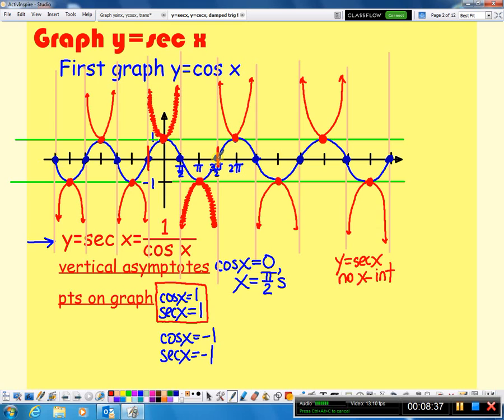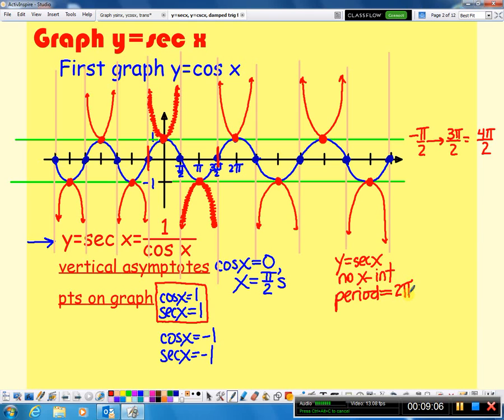Well, I notice that if I go from negative pi over 2 all the way to positive 3 pi over 2, from negative 1 to 3 would be 4 pi over 2 units wide. Oh, so what am I telling you? I'm telling you that the period of the secant graph is 2 pi, because 4 pi over 2 reduces. So that's what you need to know.